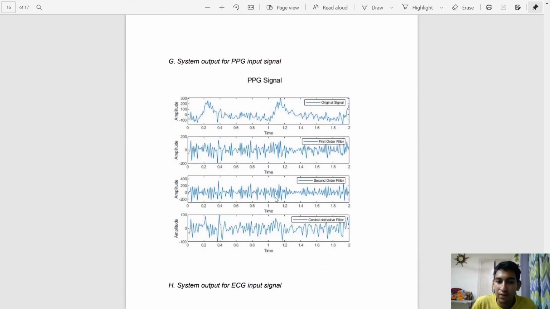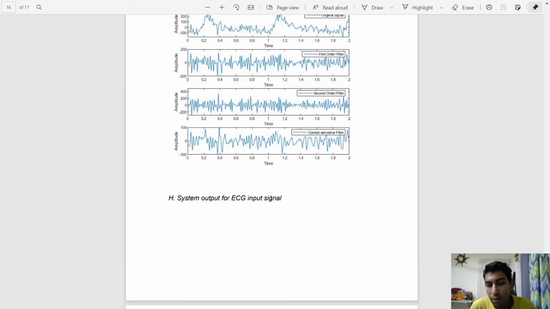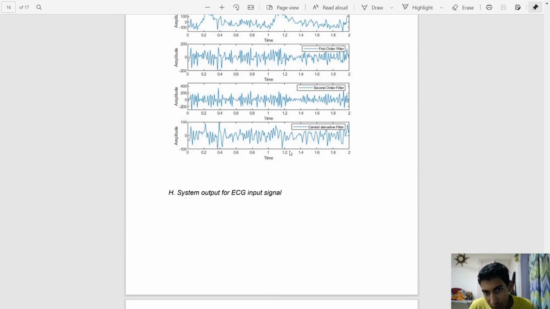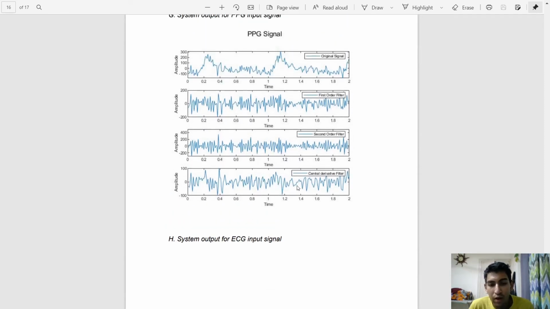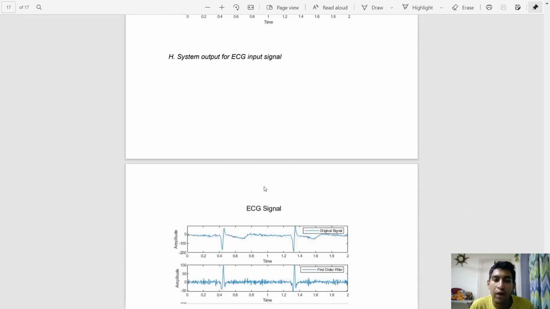And the second order filter does a similar job as the first order filter, except that the frequencies that it retains are much smoother and not abrupt. The central derivative filter, however, only keeps the intermediate frequencies and attenuates the lower and the very high frequencies in this signal. So it has fewer frequencies than the first order and second order filter outputs.